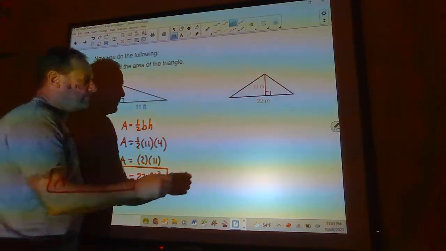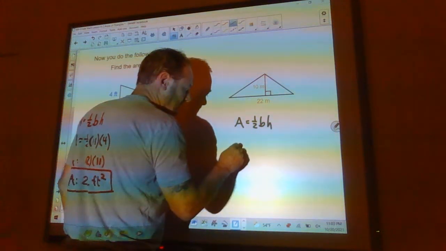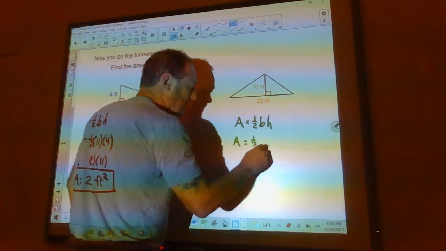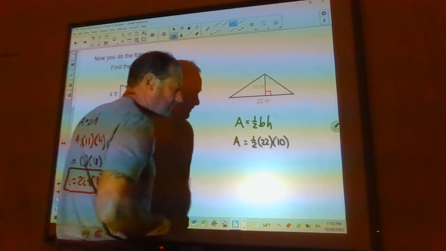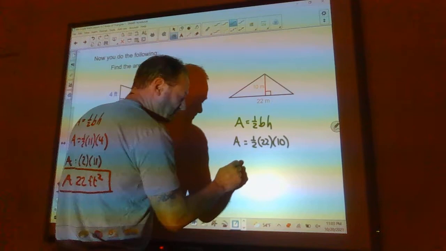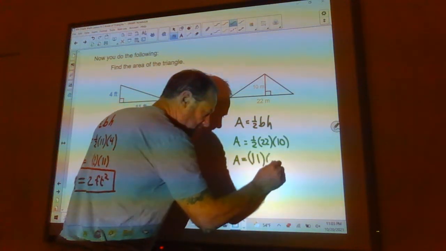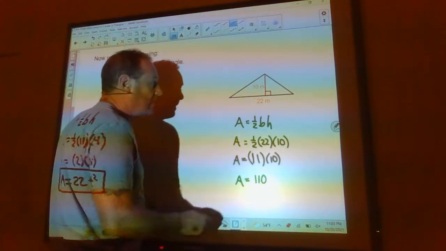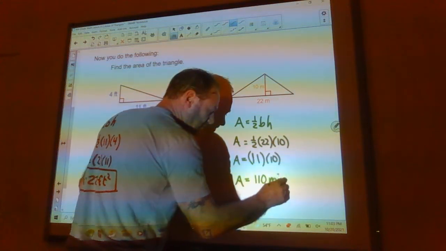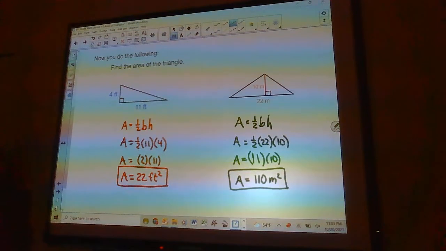Okay, over here, again, area is 1/2 the base times the height. So the base is 22 and the height is 10. Well, I can do 1/2 of 22 easy in my head. That's 11 times 10, which is easy to do in my head. That's 110. And this is in meters, so the unit's going to be square meters. And there you go, you're done with that one.